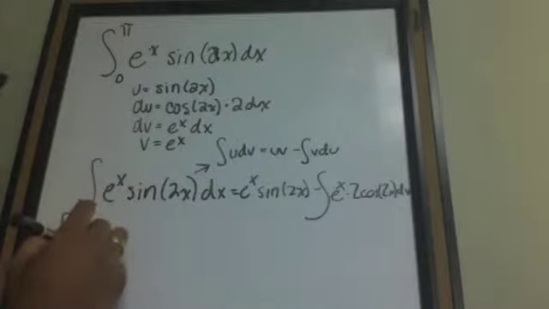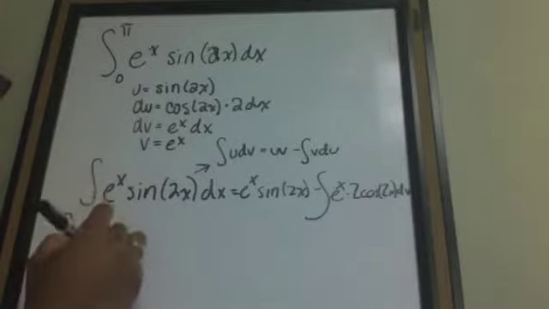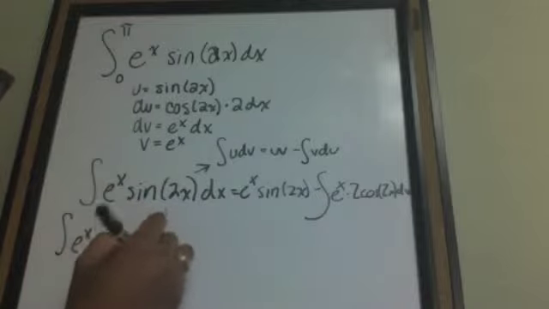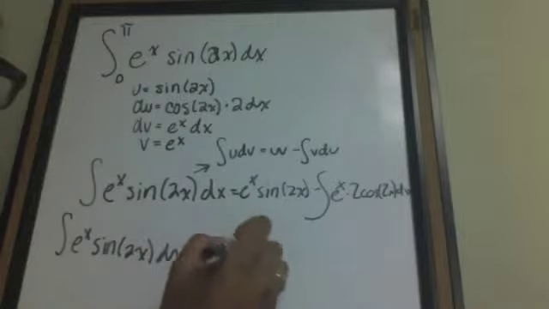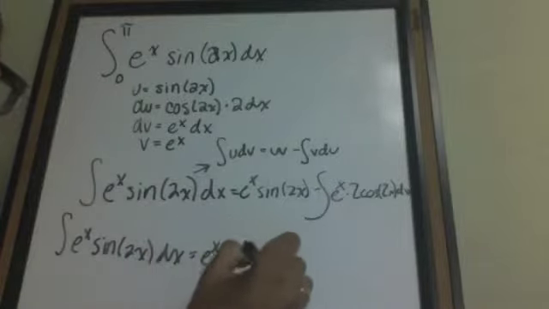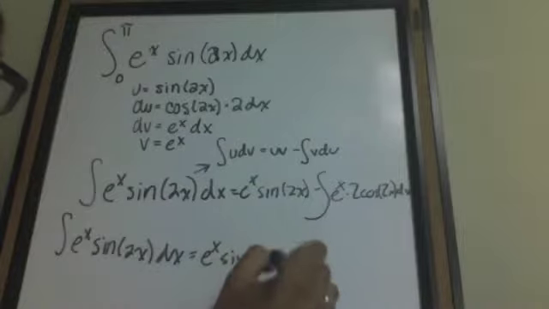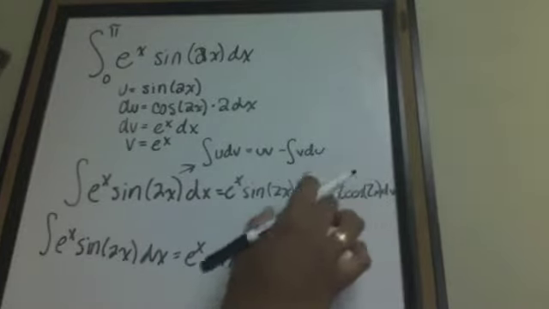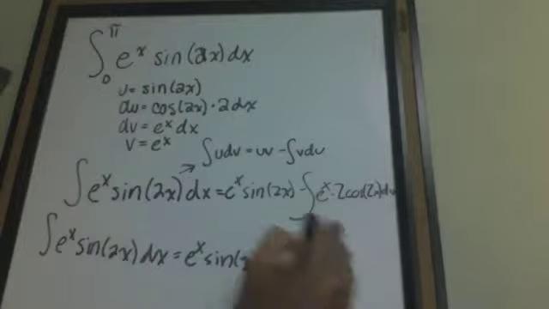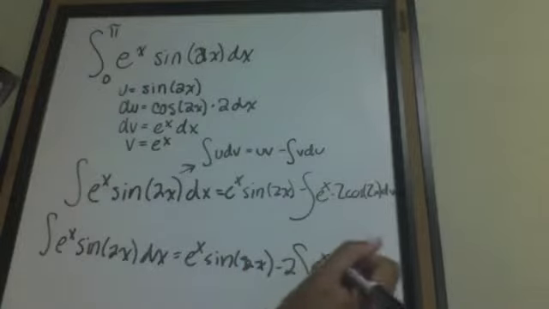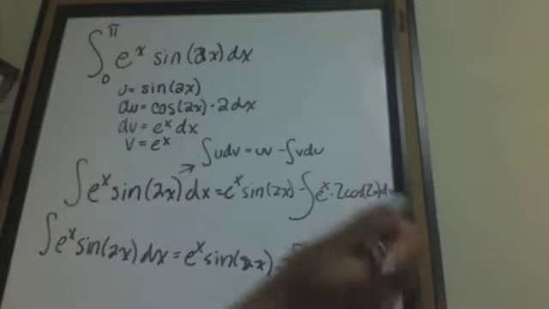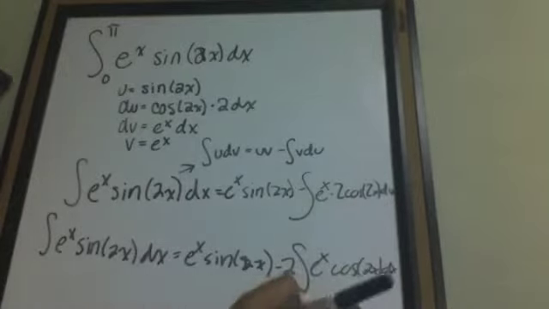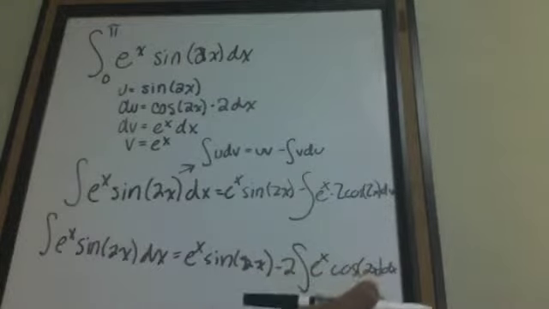And so our next part is going to be the integral of e to the x sine 2x dx equals e to the x sine 2x minus 2, because we're taking the 2 out from this, the integral of e to the x cosine 2x dx. And now we're going to integrate by parts again, because we still can't take the integral of this part.